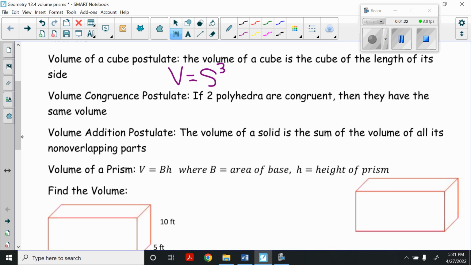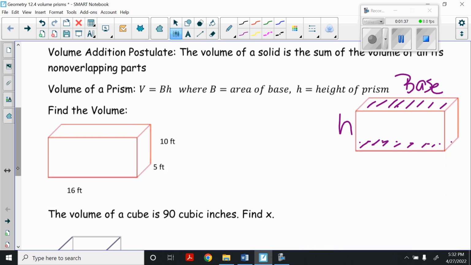So in this picture, you can see that this would be my base, and I would have another one on the bottom, though it's not shown. So this is the base, and this would be the height. We're going to start out nice and easy. The rectangular prisms were the easiest with lateral area and surface area. They are also the easiest with volume.